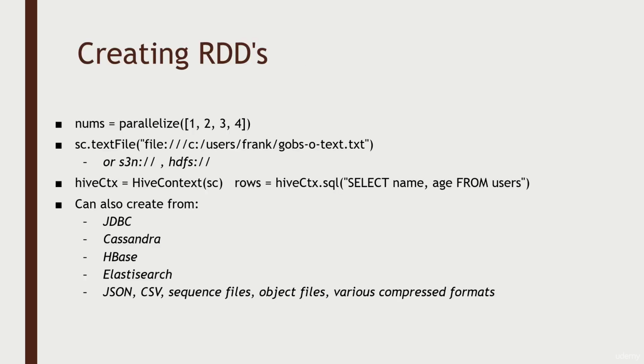Creating an RDD can be done in many different ways. If you're just fooling around, you can explicitly create an RDD from a given list of values. If I just wanted to make an RDD called nums, I could call parallelize with the array 1, 2, 3, 4, and that will create an RDD that contains the values 1, 2, 3, and 4. I could then do stuff with that RDD, and it would, in theory, distribute it across an entire cluster, although in reality, for something that small, it wouldn't.